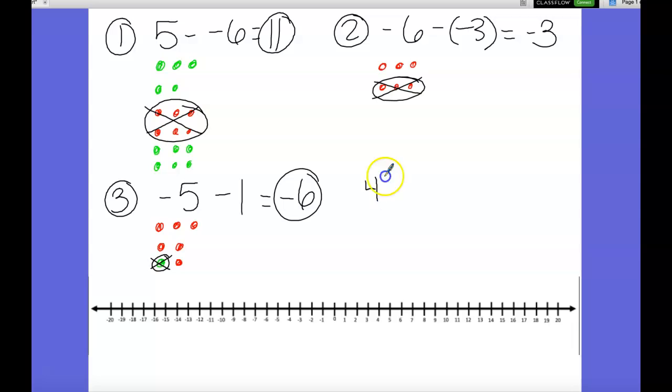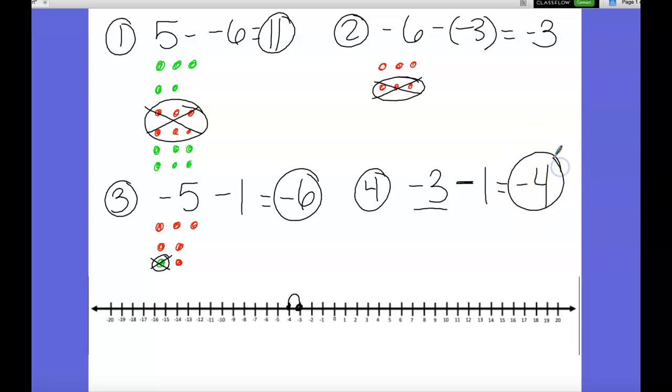So my first number line example is going to be negative 3 minus 1. So again, you start at negative 3, so put your finger at negative 3, and then you're going to go down 1. So you land at negative 4. So your answer would be negative 4.